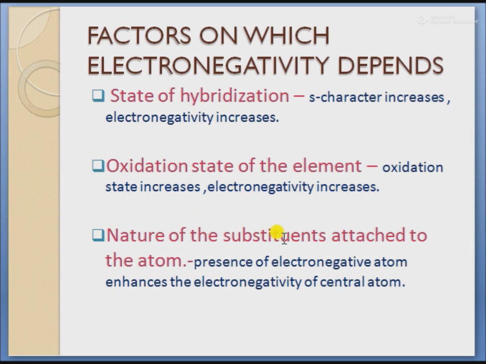Next is the nature of the substituents attached to the atom. When some electronegative atom is attached to the central atom, its electronegativity increases. For example, in the case of CH3I and CF3I, F is a more electronegative atom than hydrogen. Hence the electronegativity of the carbon attached to fluorine is more than that of carbon attached to hydrogen atoms.